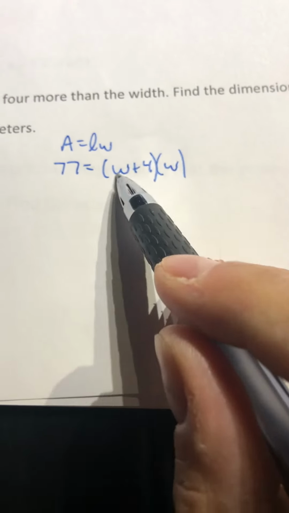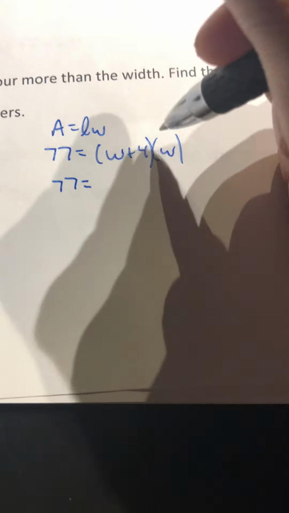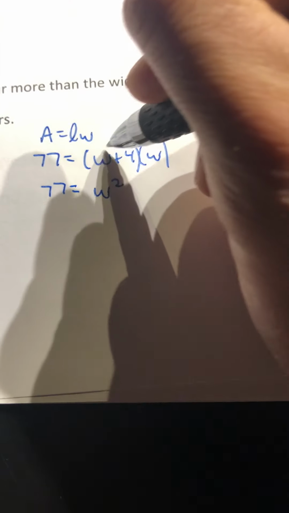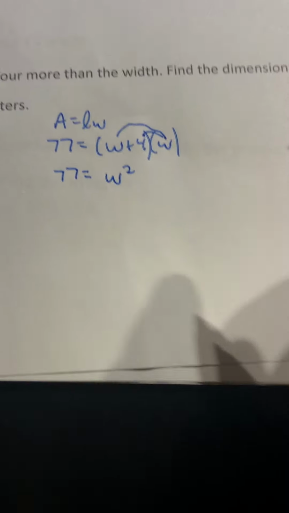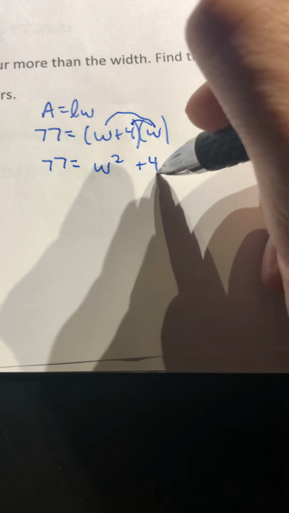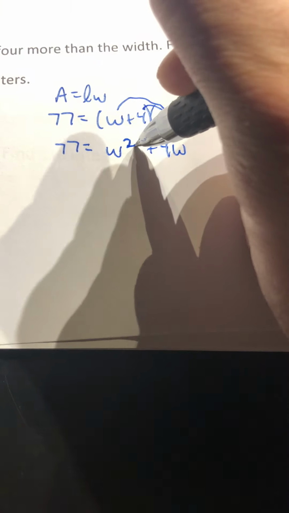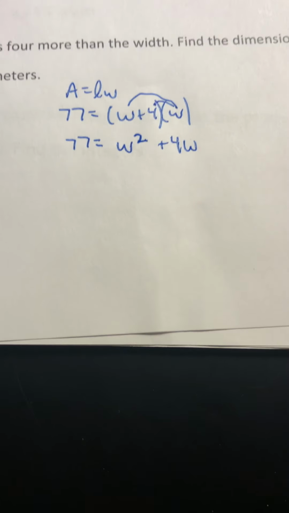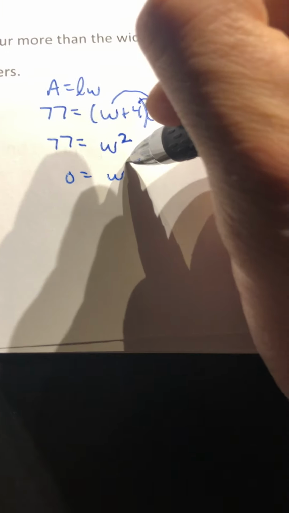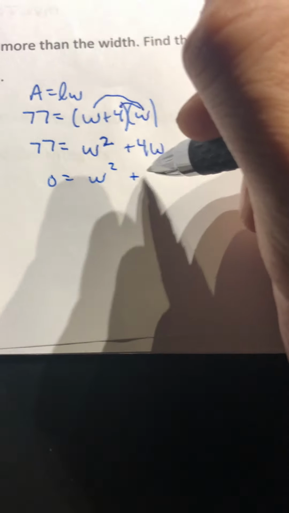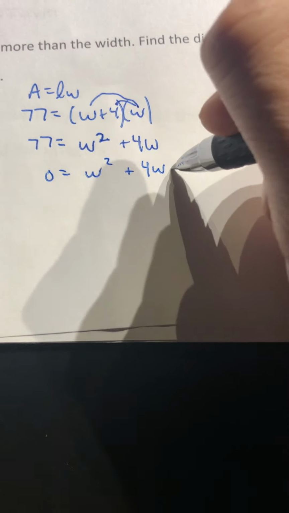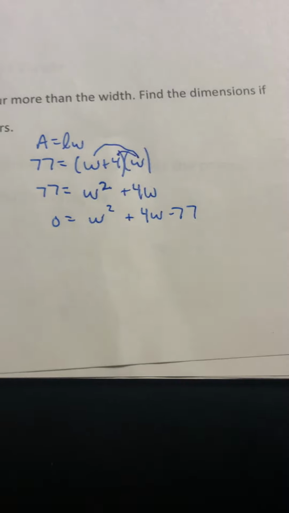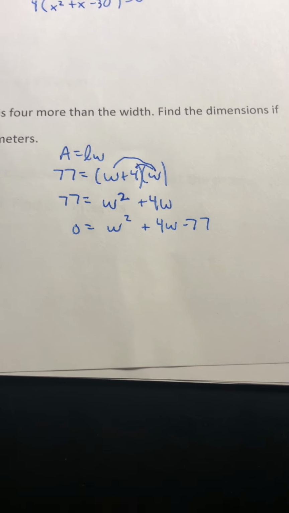So now I'm going to distribute, bring down 77, distribute here to get W squared plus 4W. And then I'm going to subtract 77 to the right. You can move the other two terms to the left, but I just like dealing with a positive A value. So now we have this quadratic.